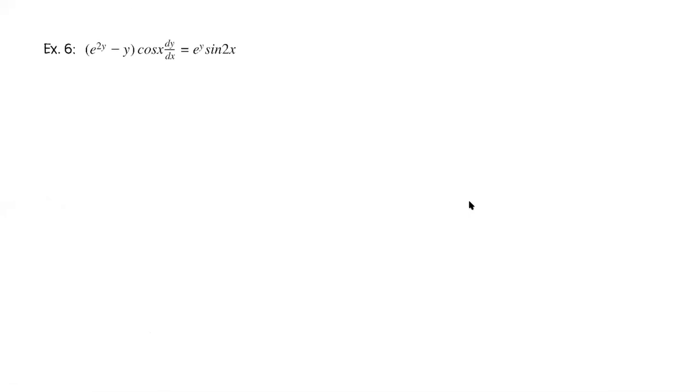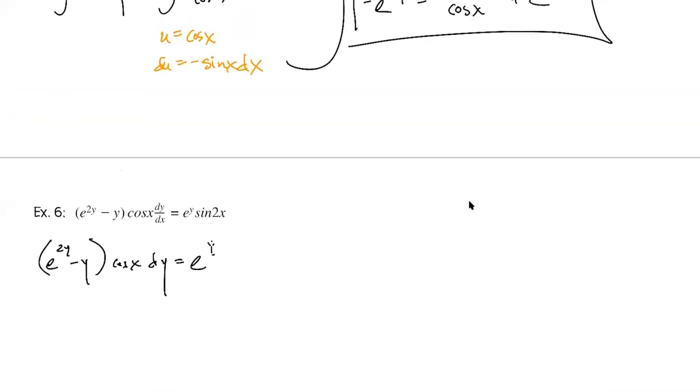So let's take a look at example number 6. Now, in most of the other examples, we've seen dy and dx separate. I think one of them we saw dy over dx, but remember we can always multiply by dx to get it out of the denominator. And so as a first step, I'm going to end up with e to the 2y minus y cosine x, e to the y equals e to the y sine 2x dx.